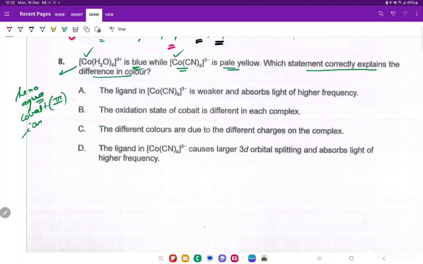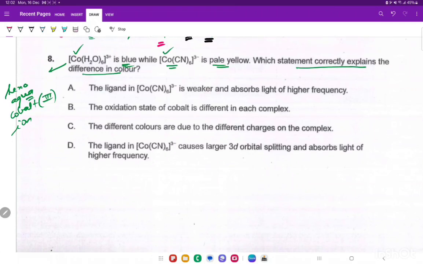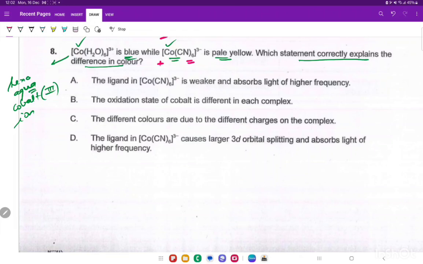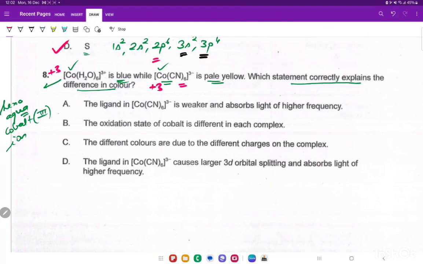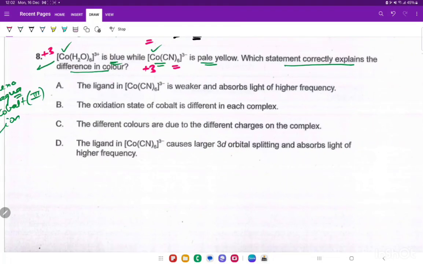Now if I look at the data in this question, both are octahedral because they have 6 ligands. The charge of cobalt in both is +3. The oxidation state is also +3. So they have the same oxidation state, same central metal ion, but they differ in ligands. Now the option says the ligand in CoN6 is weaker and absorbs light of higher frequency.